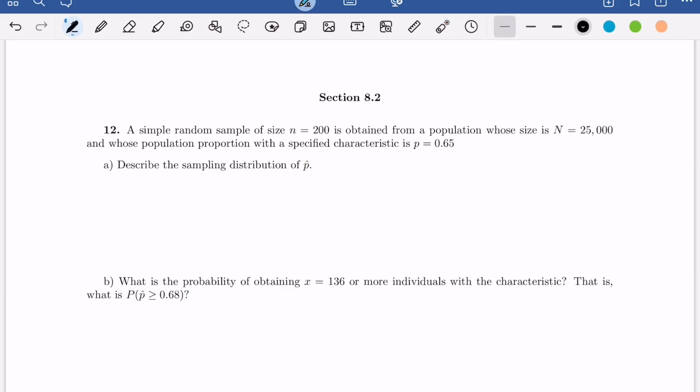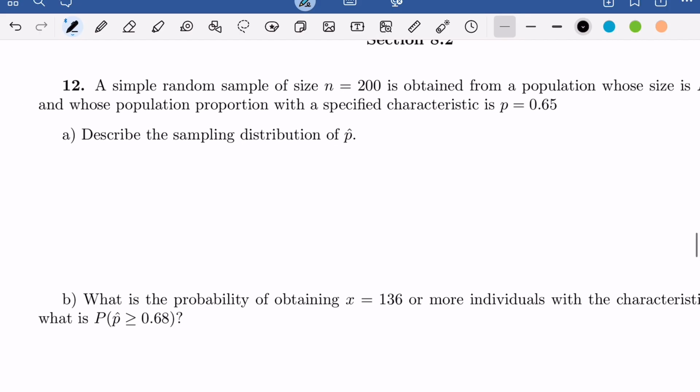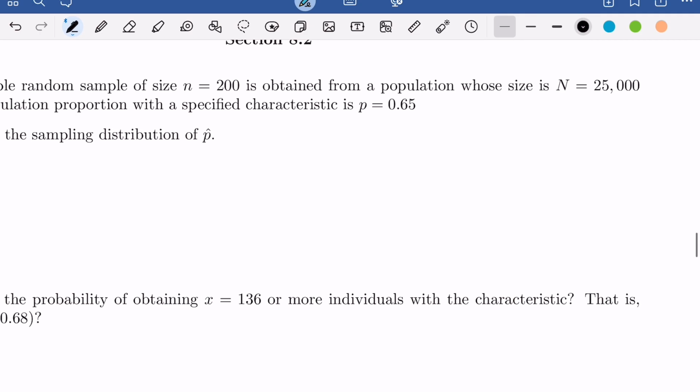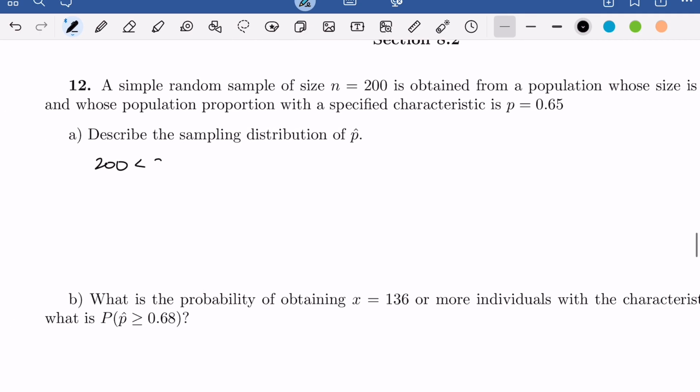So first thing to note is that our sample size in this case is 200. Now this is going to be less than 5% of our population size, which we find by multiplying our population size by 5% or 0.05. This gives us 1250. So 5% of our population is 1250. So clearly the sample size of 200 is less than that.